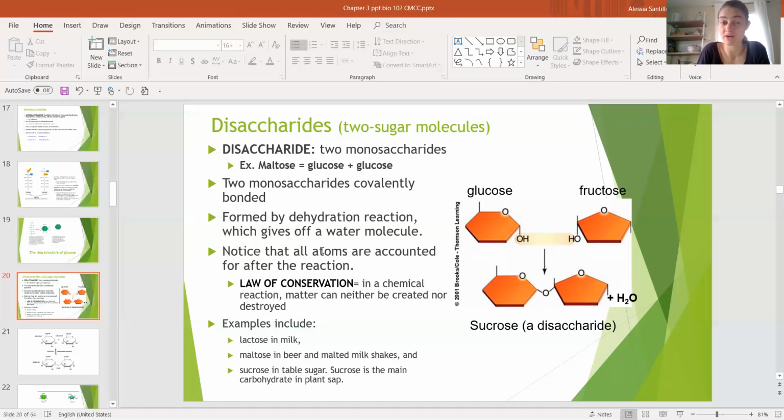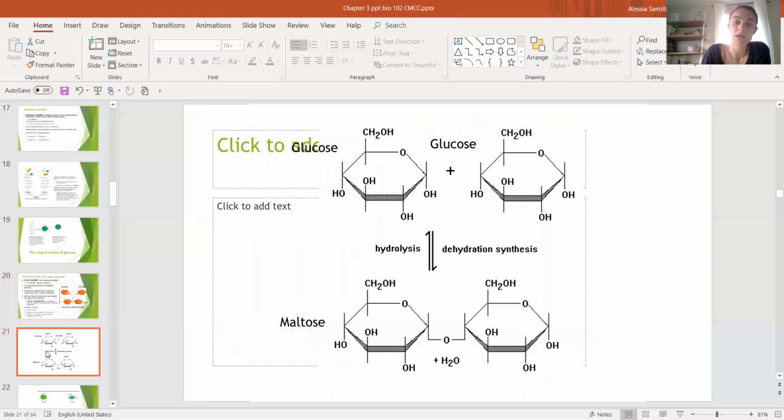This is known as the law of conservation. This is when matter can neither be created nor destroyed, and every single atom is always accounted for after that little yield arrow. So more examples of disaccharides: we have lactose in milk, maltose in things like beer, sucrose in table sugar and in plant sap as well. So things like maple syrup, right?